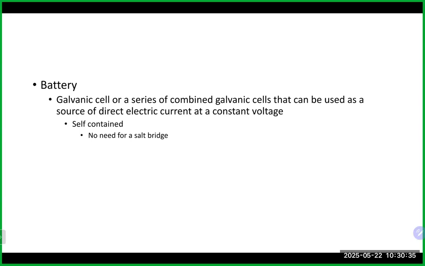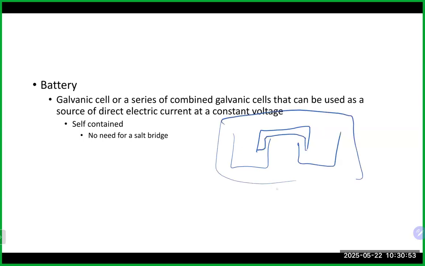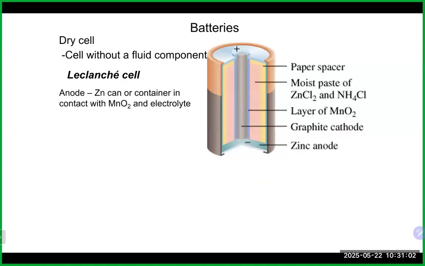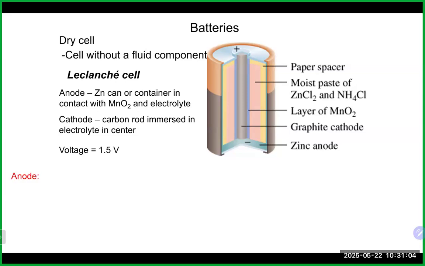So batteries are galvanic cells, or a series of galvanic cells, that are used as a direct electrical current that has a constant voltage. They're self-contained. They don't have the need for a salt bridge like a traditional one where you got a couple of beakers sloshing around, right? So obviously that would be very hard to put into your electronic devices, with everything sloshing around with a salt bridge. But it's really the same sort of function as a galvanic cell. And there's different types of batteries. Just going to look at a few different ones here.